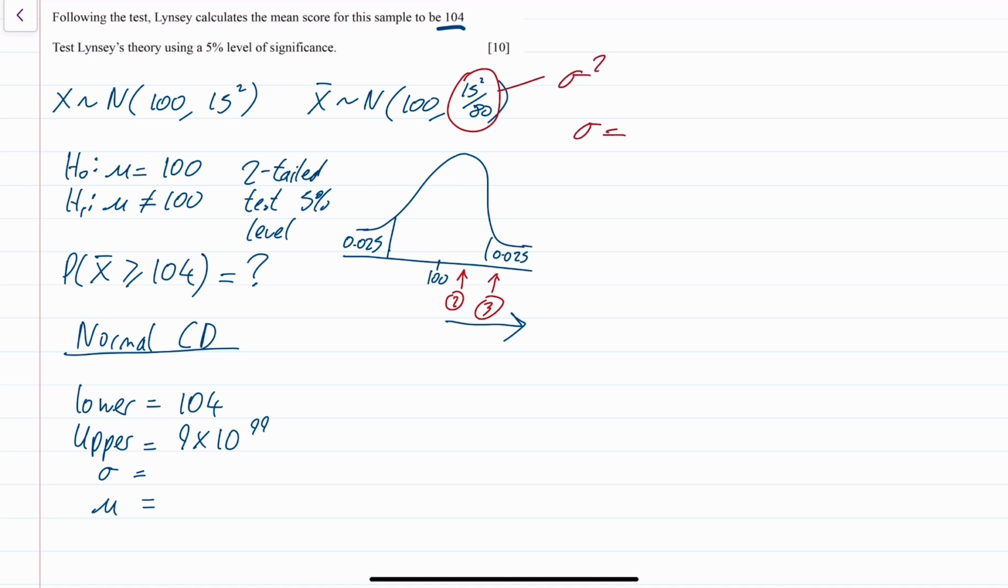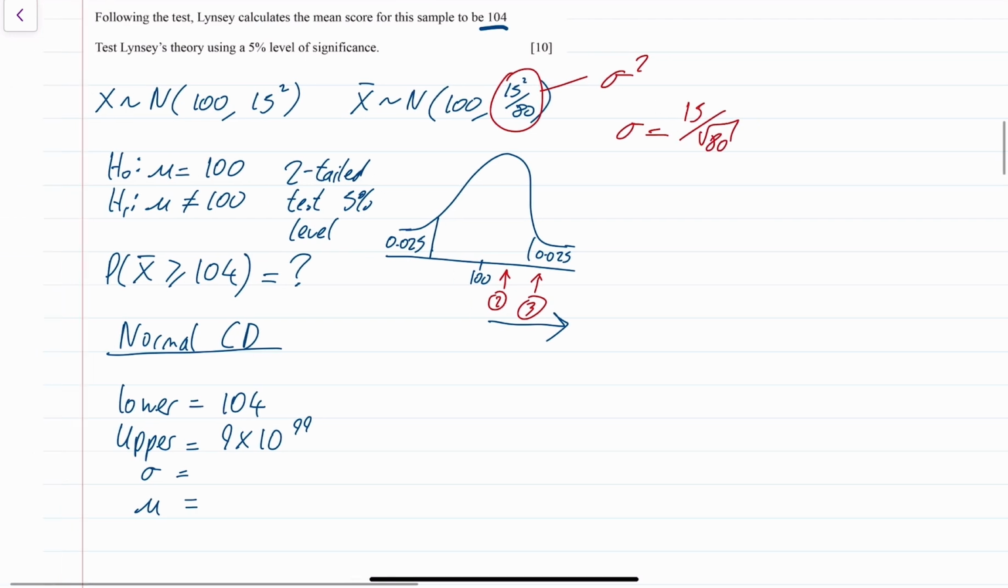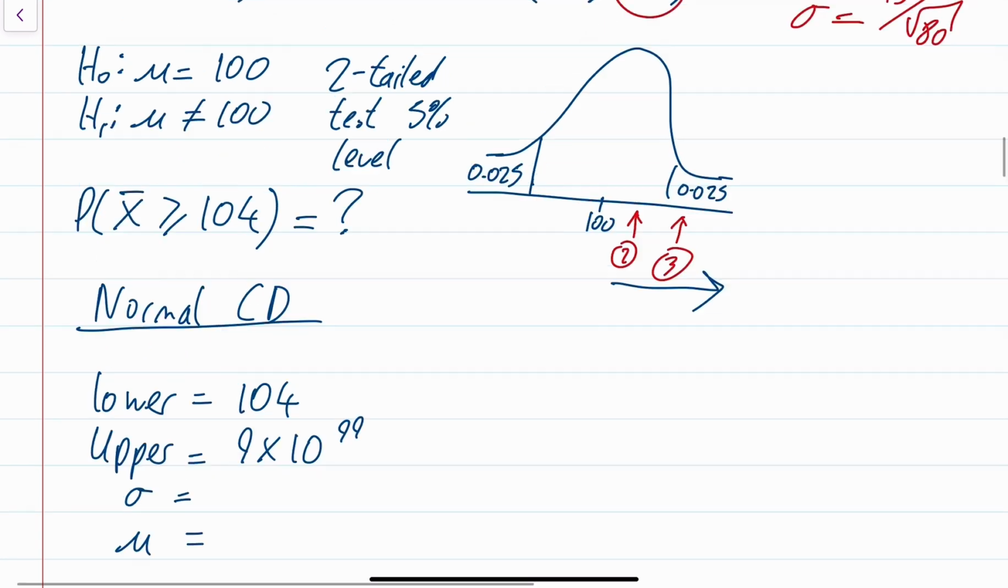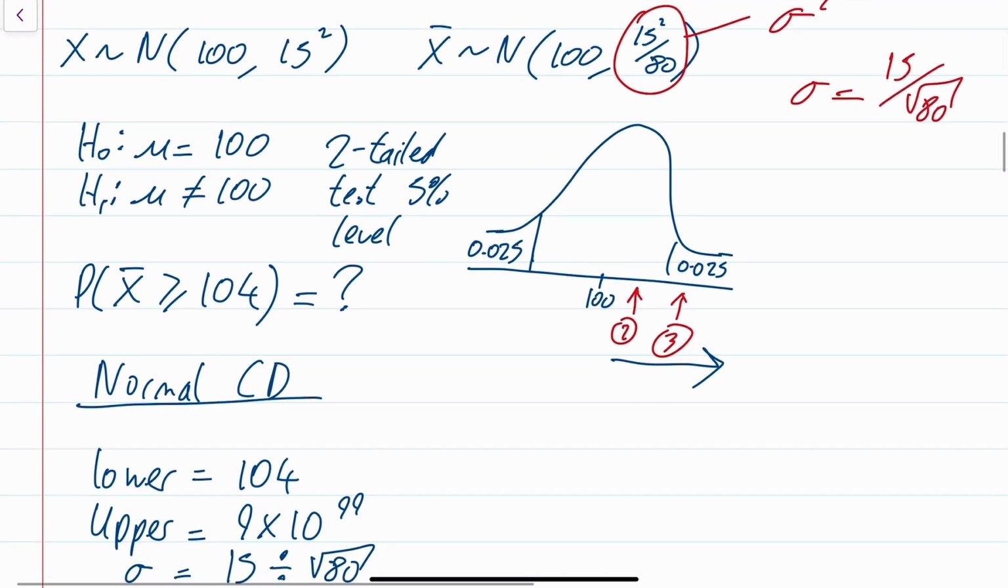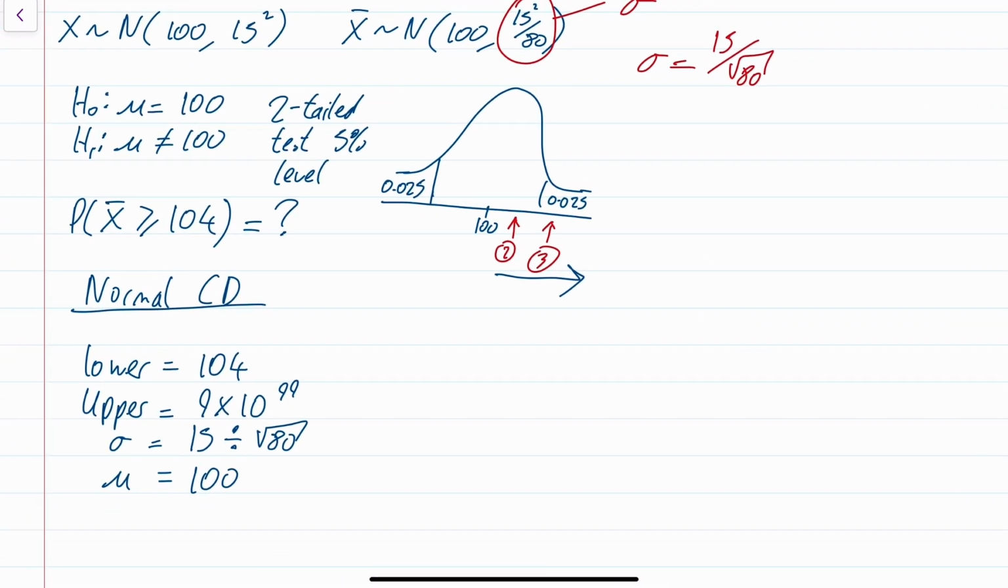So the sigma is equal to the square root of 15 squared, which is just 15, over the square root of 80. Depending on the calculator, it's going to be 15 divided by the square root of 80 is what I put in. And my mu is my original mu, which was 100. So let's fire that in: 15 divided by the square root of 80.